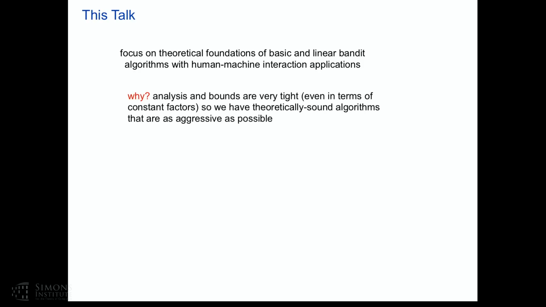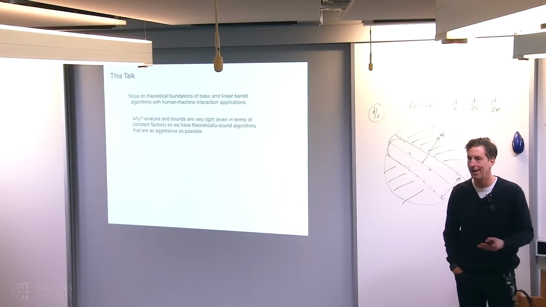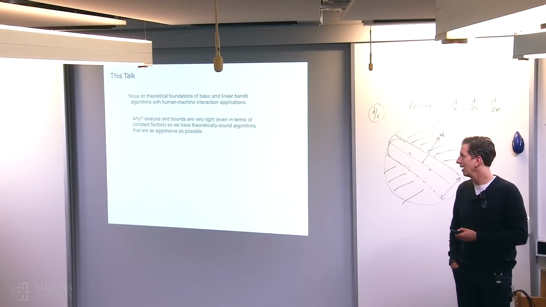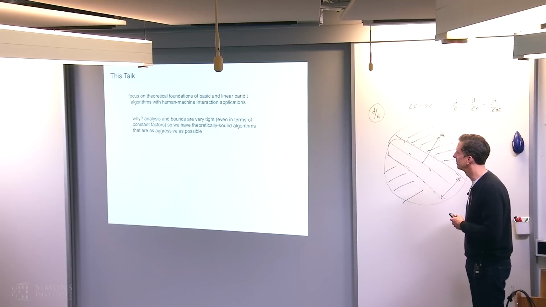The reason I decided to focus on that: originally I thought I'd give a laundry list of things people have tried and done. But I felt like I couldn't go into much detail, and also I couldn't say much about transferring theory to practice. Here in the context of bandits, I can. Why? Well, the analysis and bounds we have in a lot of these cases are pretty tight. Even the constant factors aren't so bad. So we really have not much of a gap between what happens in theory and what happens in practice. That means we can make algorithms that are as aggressive as we can make them in terms of their adaptivity and interactivity while still guaranteeing their performance.